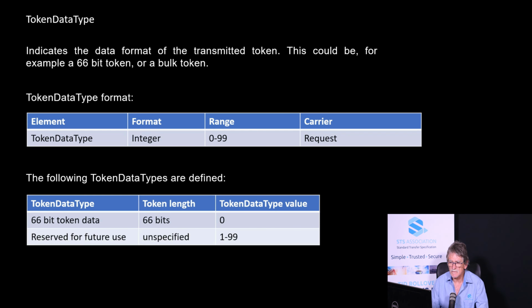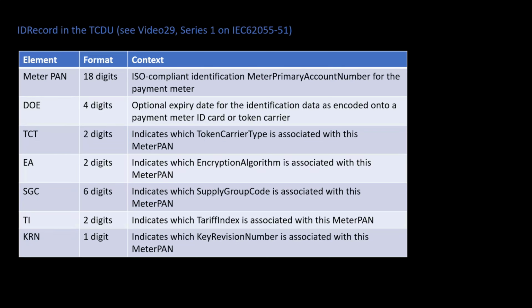The following token data types are defined in STS101-2. 66-bit token data: the token length is 66 bits, and the token data type value is 0. All of the rest, 1 to 99, are reserved for future use and are unspecified.